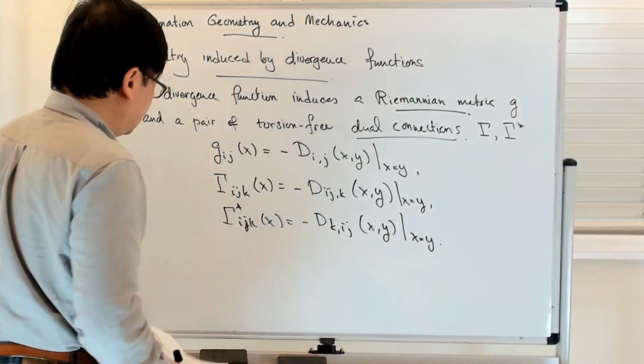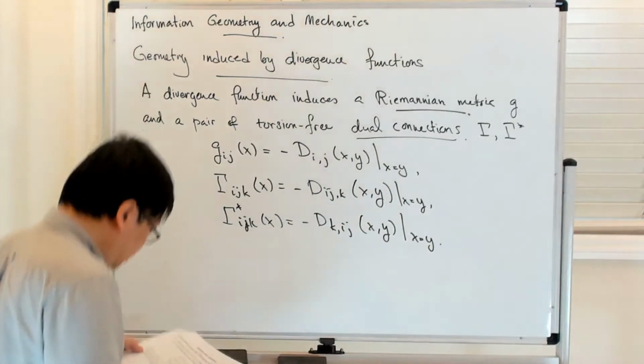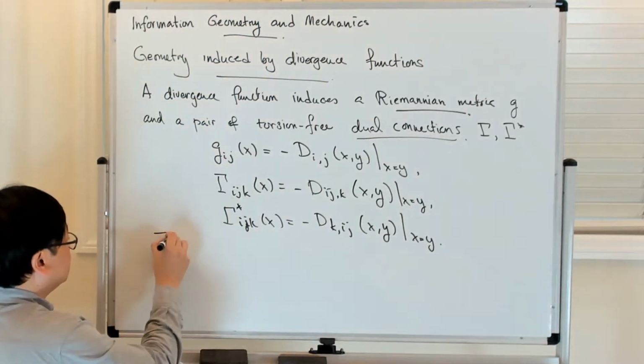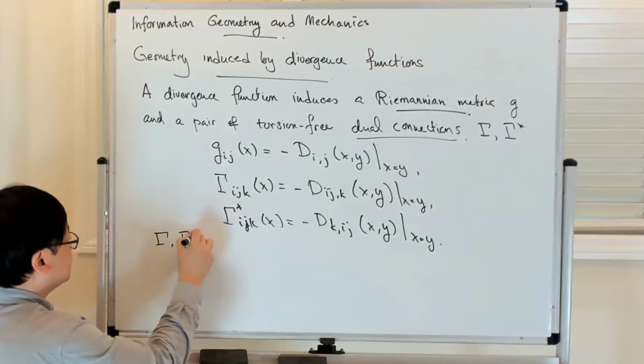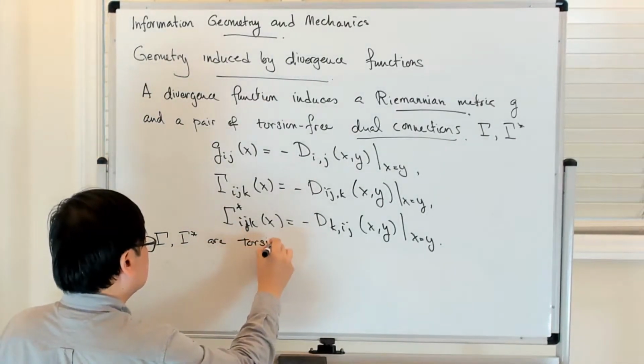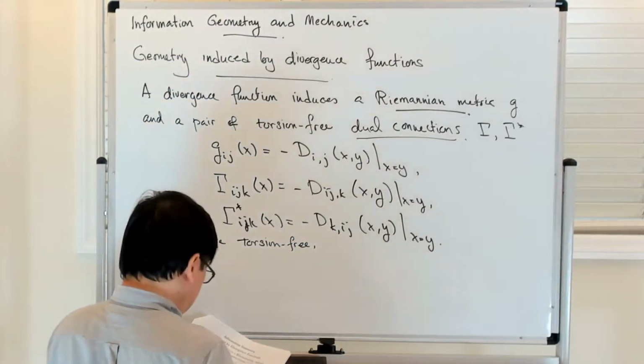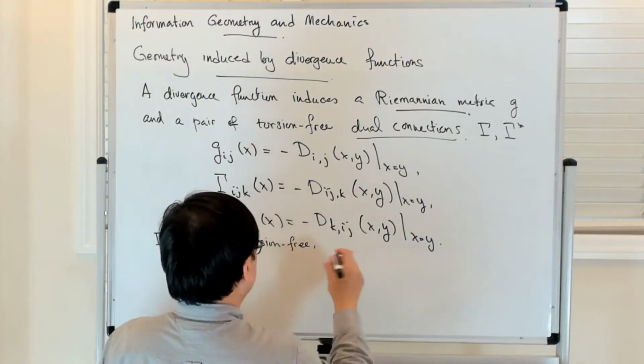Okay, and as I said before, these things are torsion free. So Gamma and Gamma star are torsion free, and are dual with respect to the induced metric.